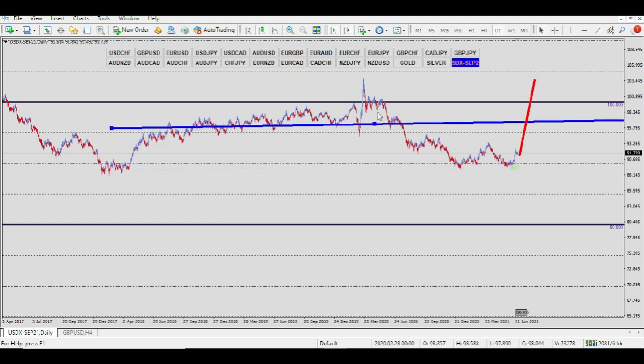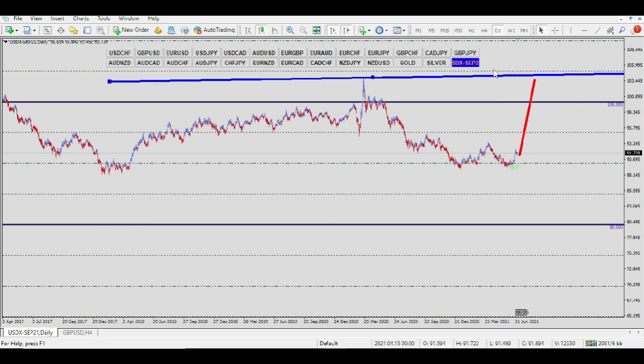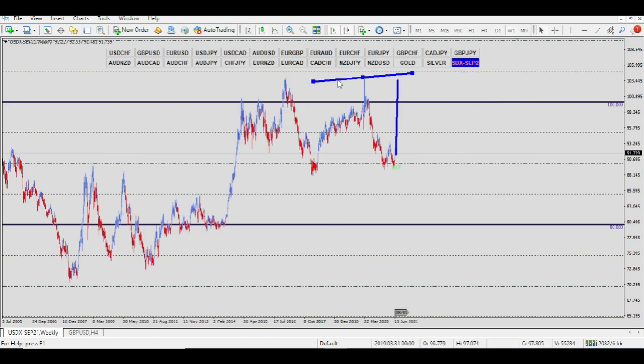We have been in this area before. I do not see why we shouldn't come back to retest this area.